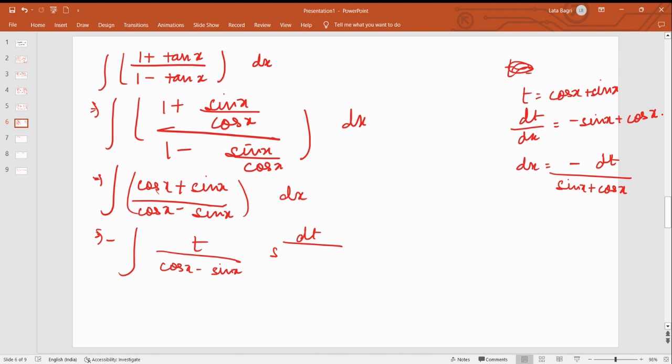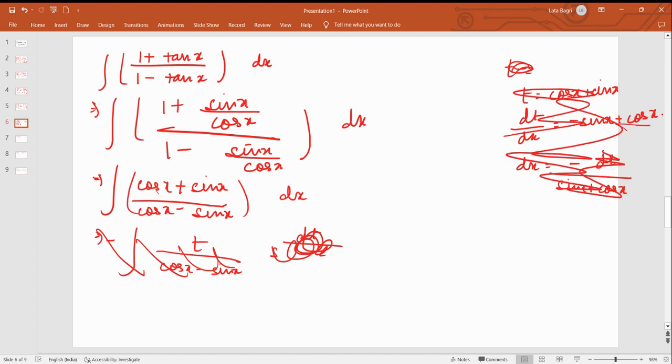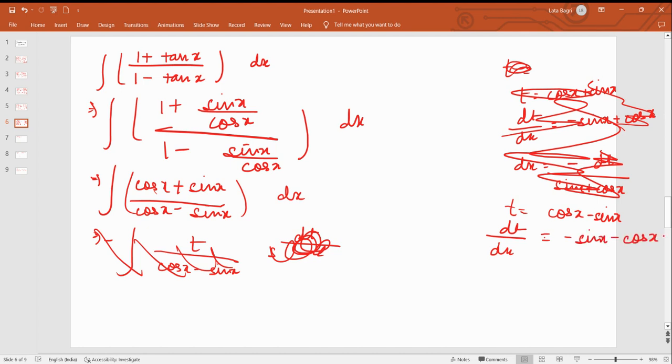Yes, no, so sorry, this is what happens. We actually cannot do this. The reason is we have to make the numerator as t. Wait, cos x minus sin x. If I put dt by dx, then I get minus sin x minus cos x. Yeah, sorry. This is only what we're gonna do actually. So I can write dx as dt divided by minus sin x plus cos x.